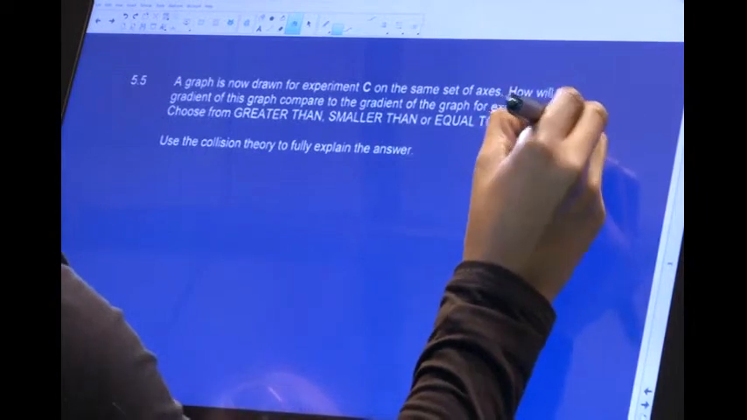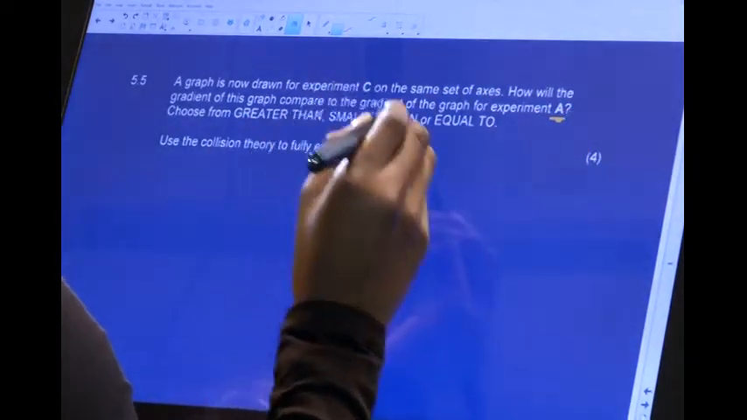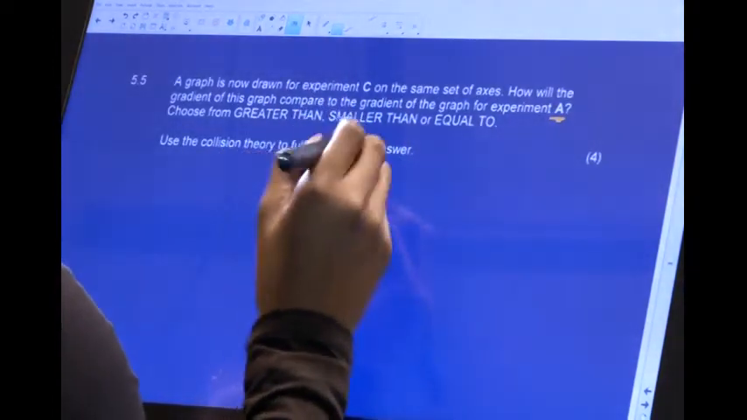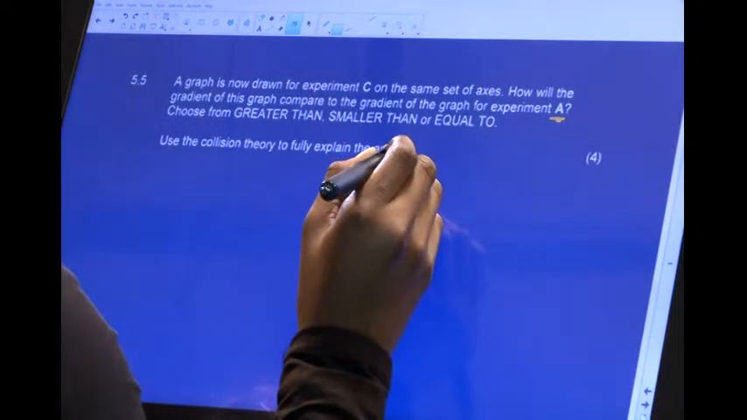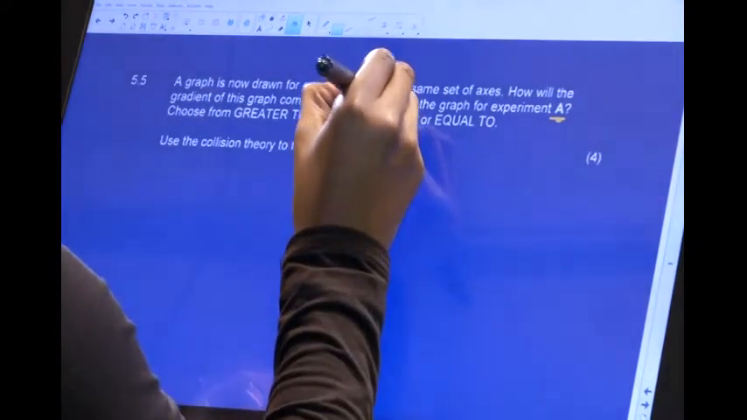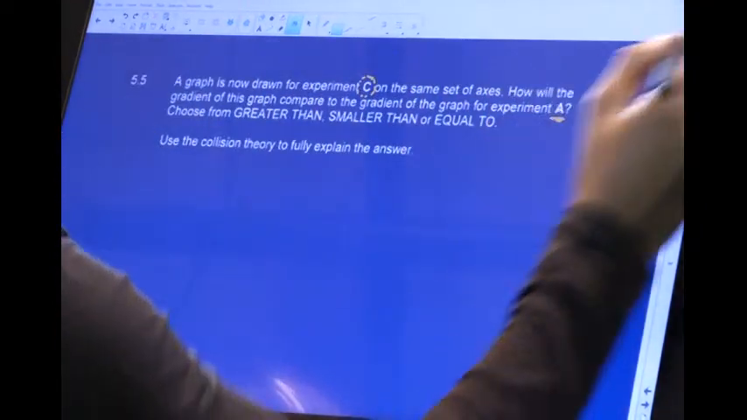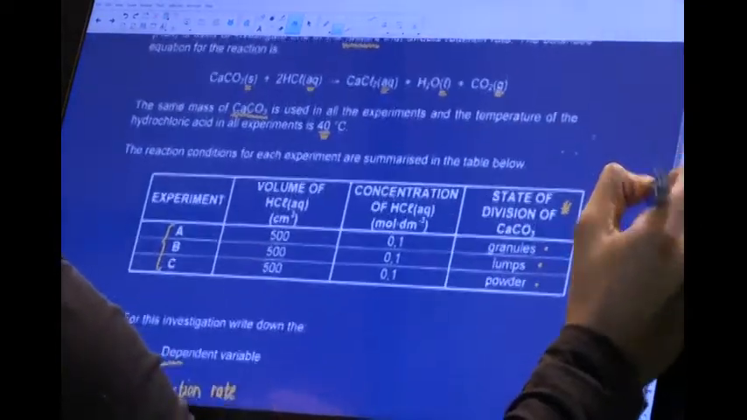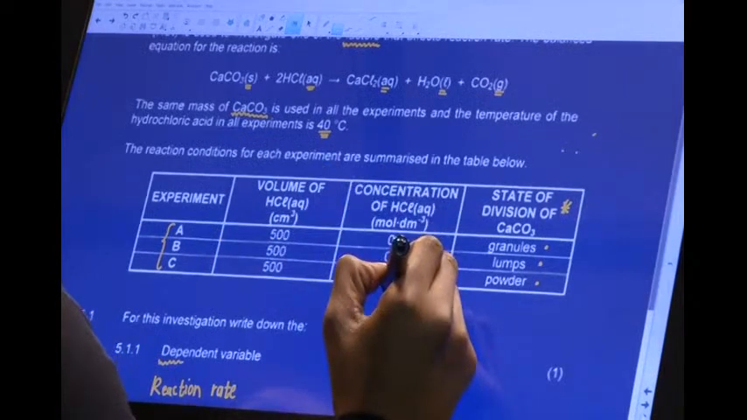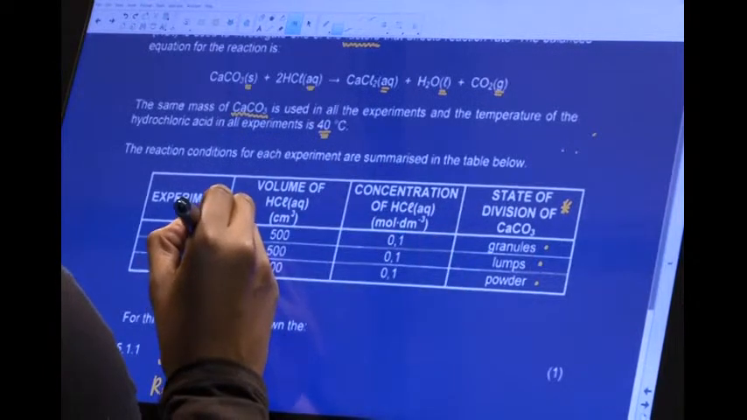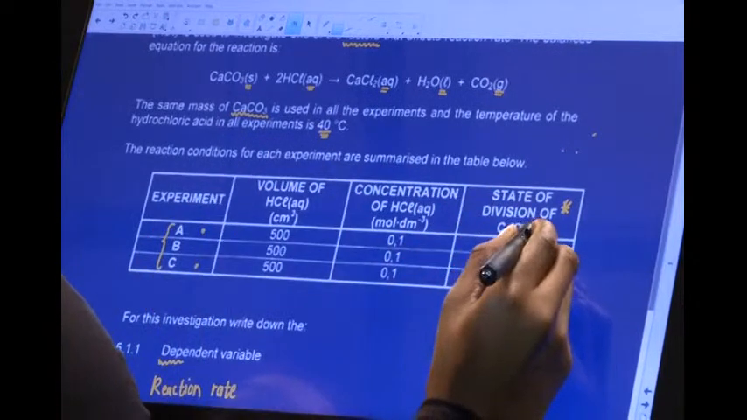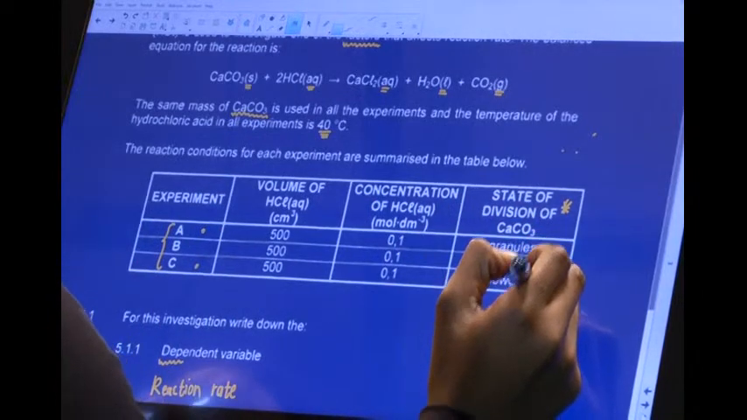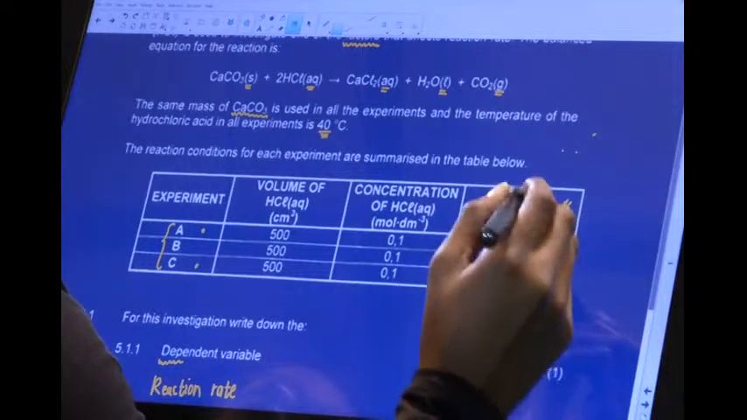Right? In number A, I must choose greater than, smaller than, and then equal to. Then it continues to say that I must use the collision theory to fully explain my answer. So let's go see what is happening in experiment C and what is happening in experiment A. Let's see the difference. I see that the volume and the concentration is exactly the same. If I'm focusing at C and on A, at A I've got granules, where at C I've got powder, which means then that it will then be greater than, right? It will be greater than.